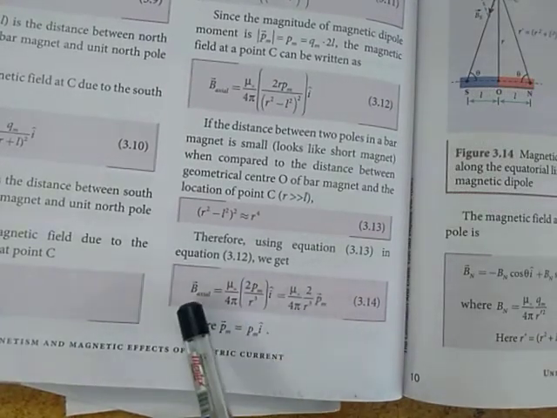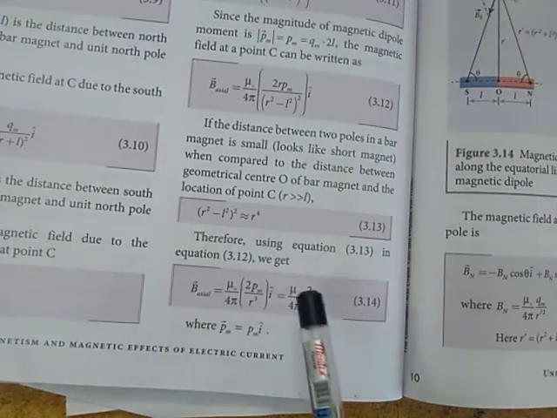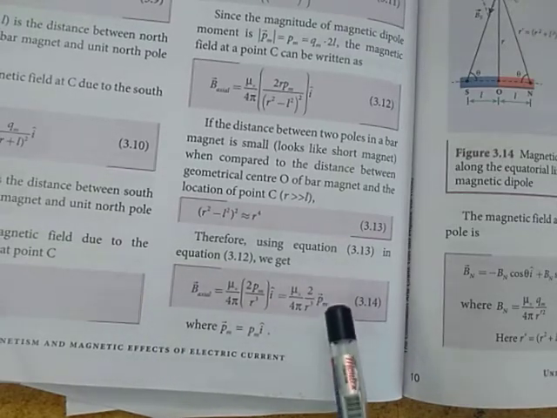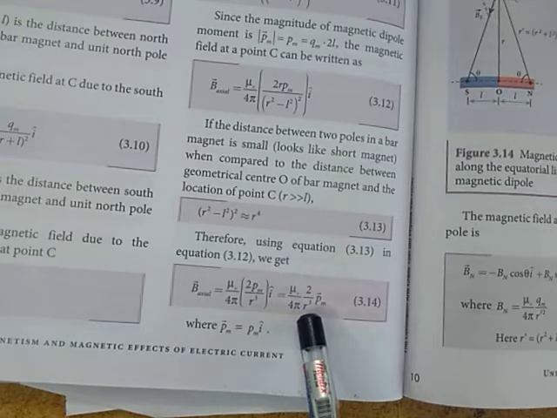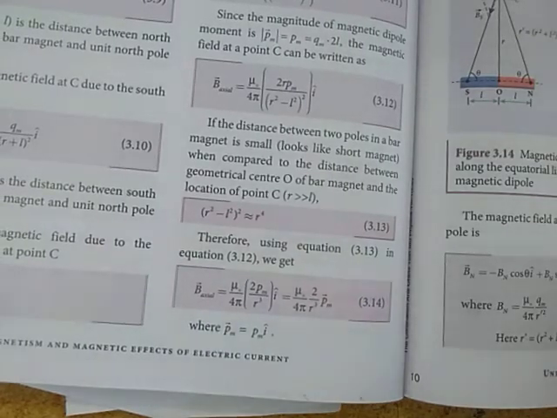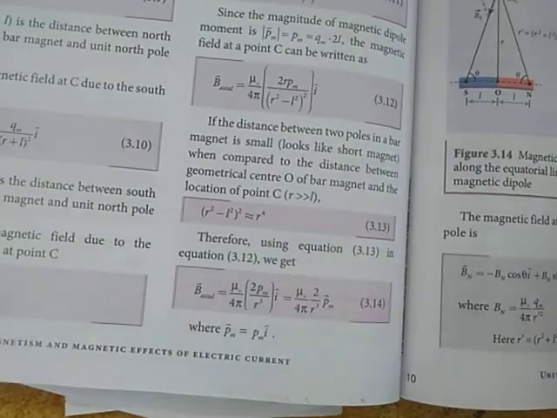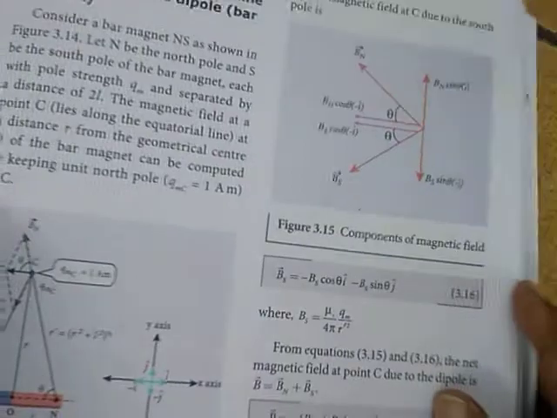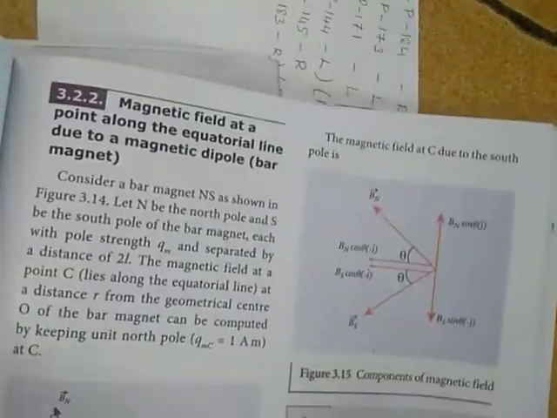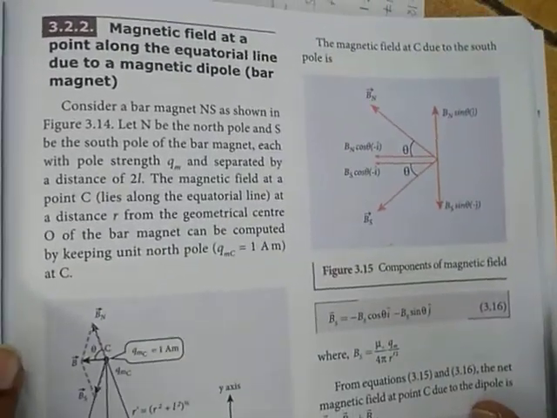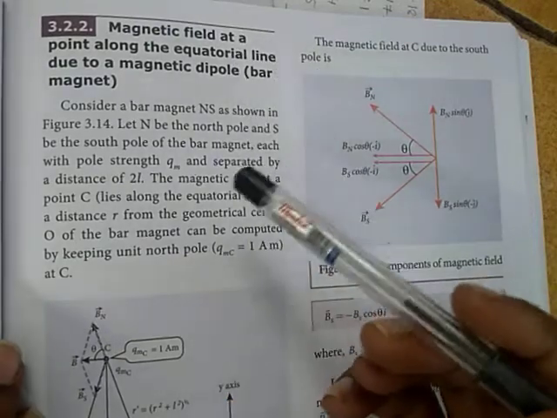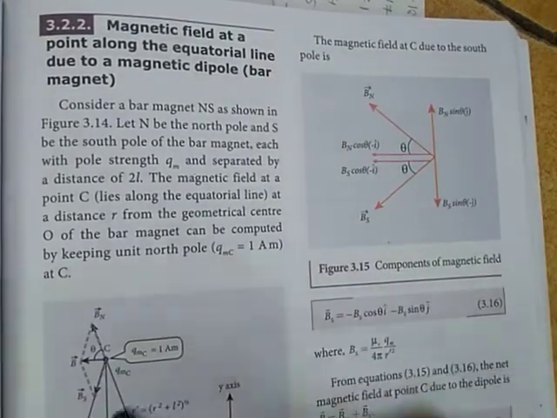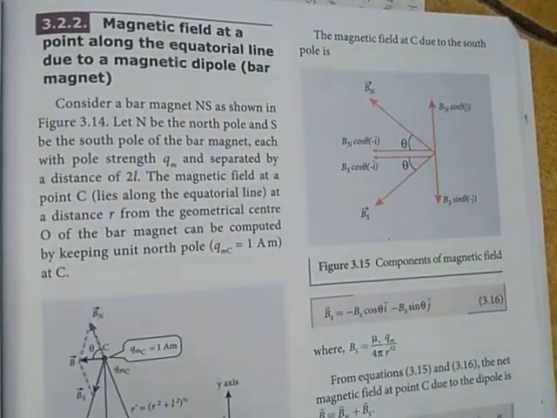Okay, we get B axial is equal to mu naught by 4 pi, 2 pm vector by r cube. Okay, then our next topic, that is magnetic field at a point along the equatorial line due to a magnetic dipole. Okay, for this question we need to consider a magnetic dipole.